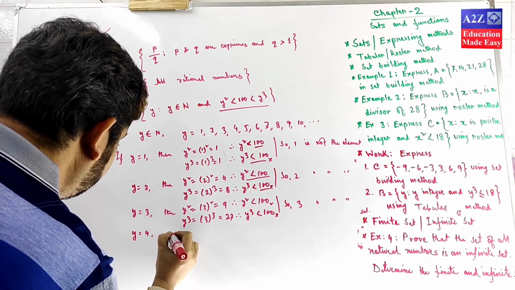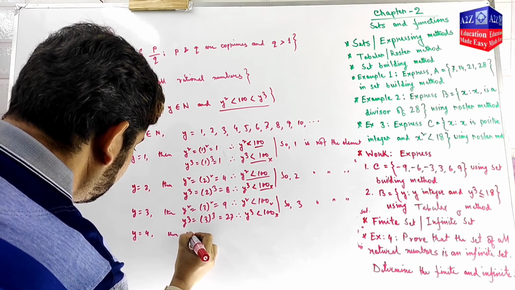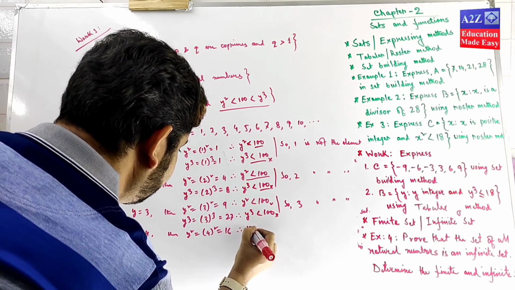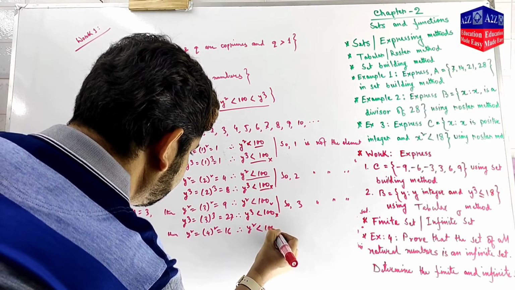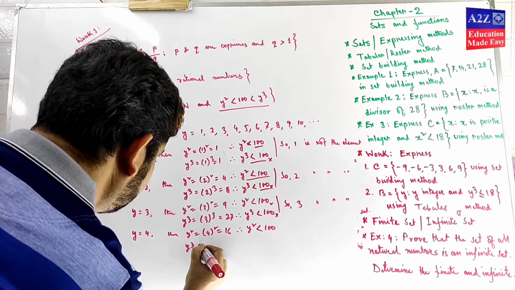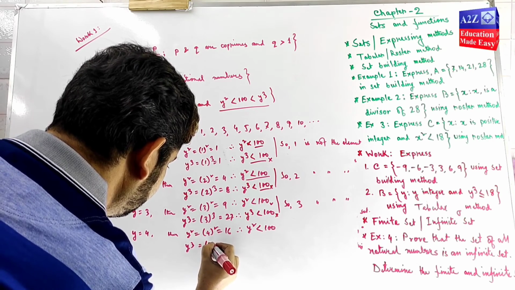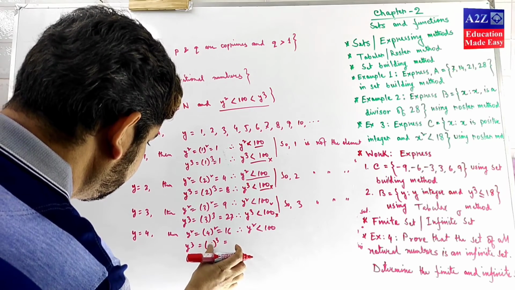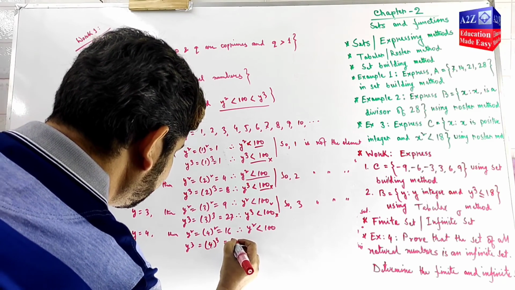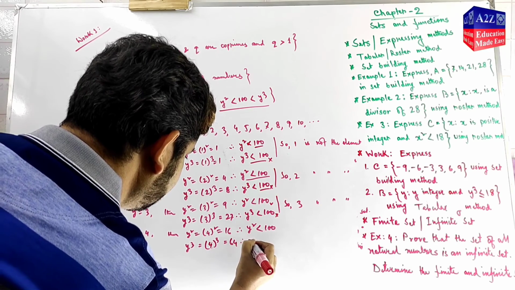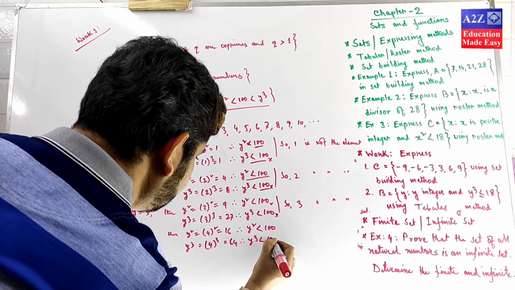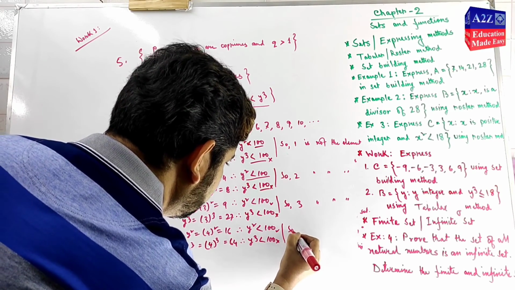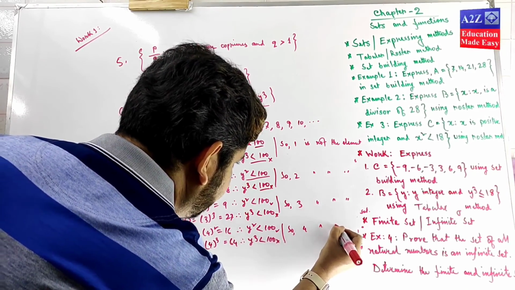Y equals 4, then y square equals 4 square equals 16, which is less than 100. This condition is satisfied. Y cube equals 4 cube, which means 64, which is also less than 100. So y cube is less than 100. This condition is satisfied, this condition is not satisfied. So 4 is also not an element of the set.